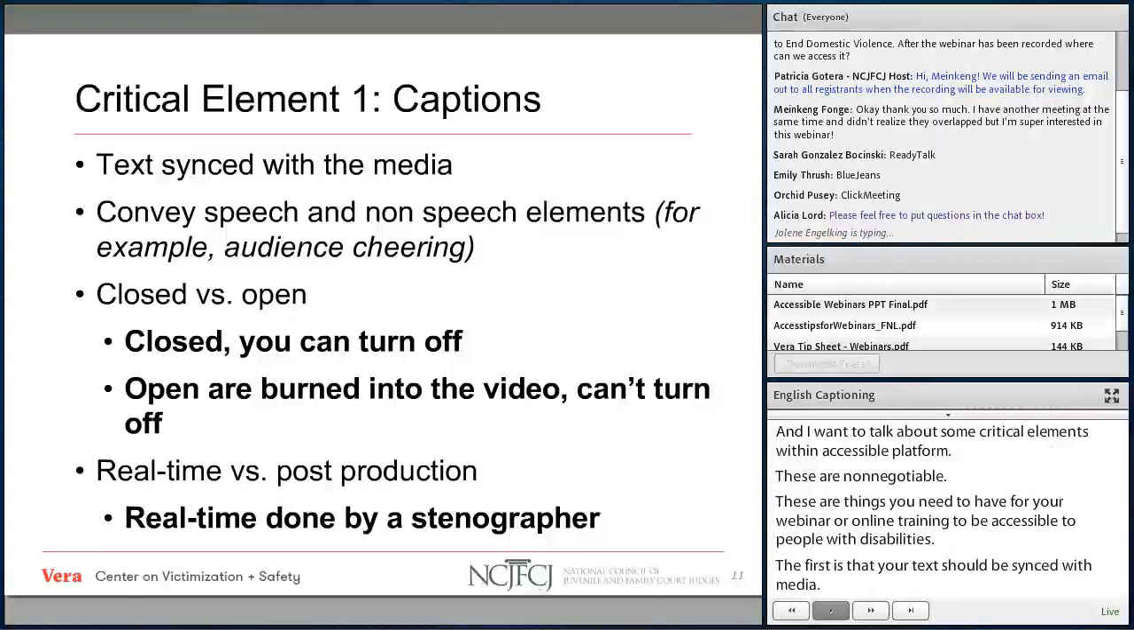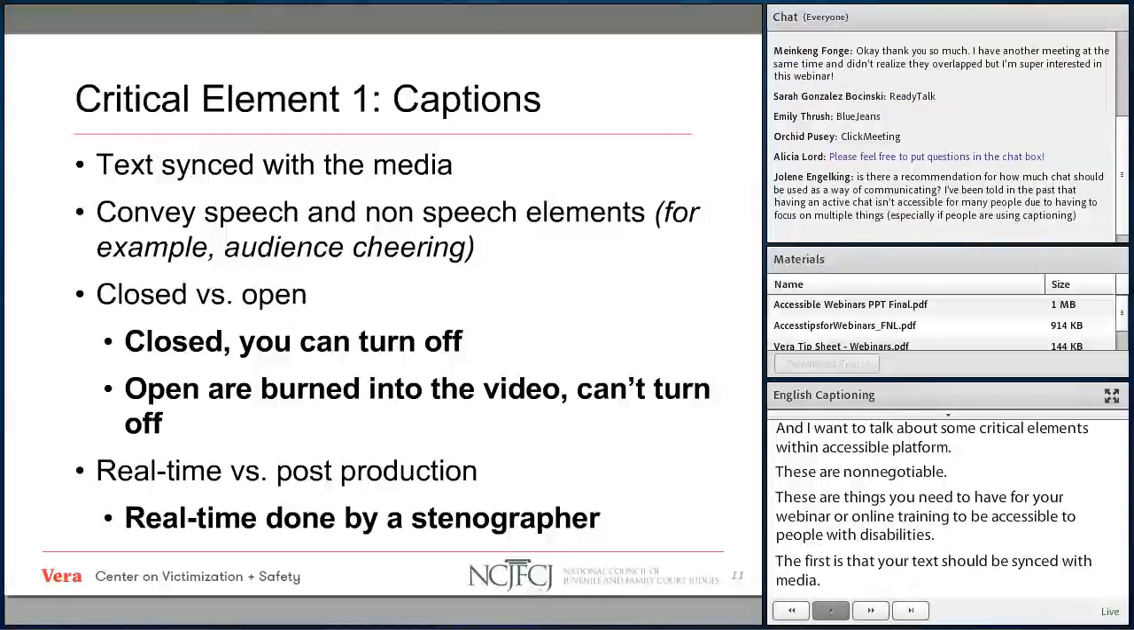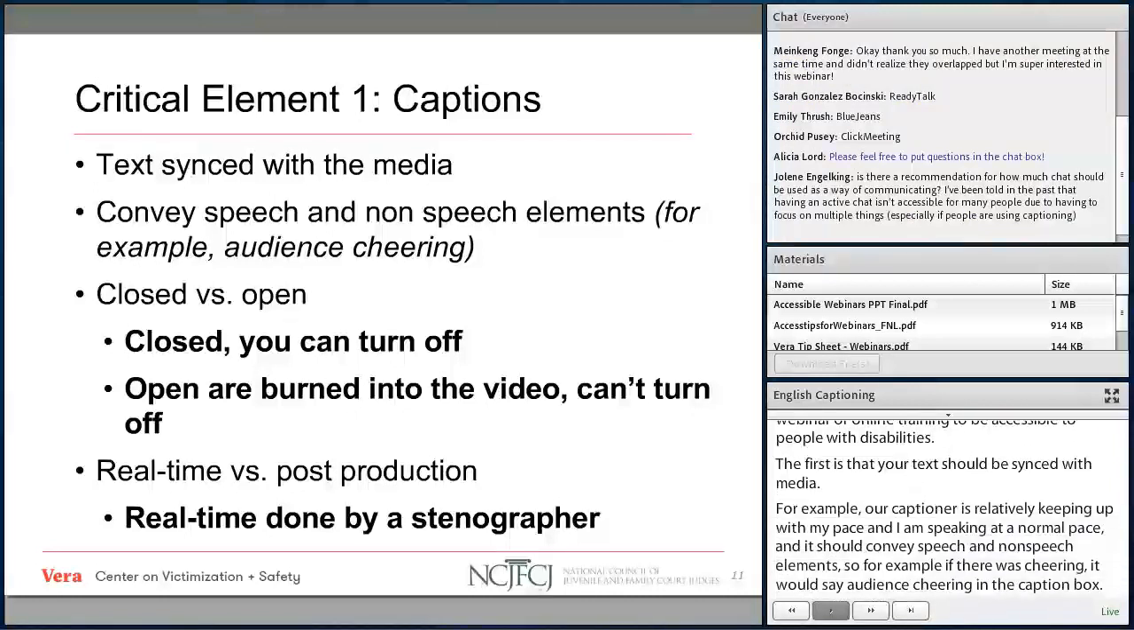It should convey speech and non-speech elements. So for example, if there was cheering, it would say audience cheering in the captioning box. That's really important for people who use captioning to really get the entire full experience.